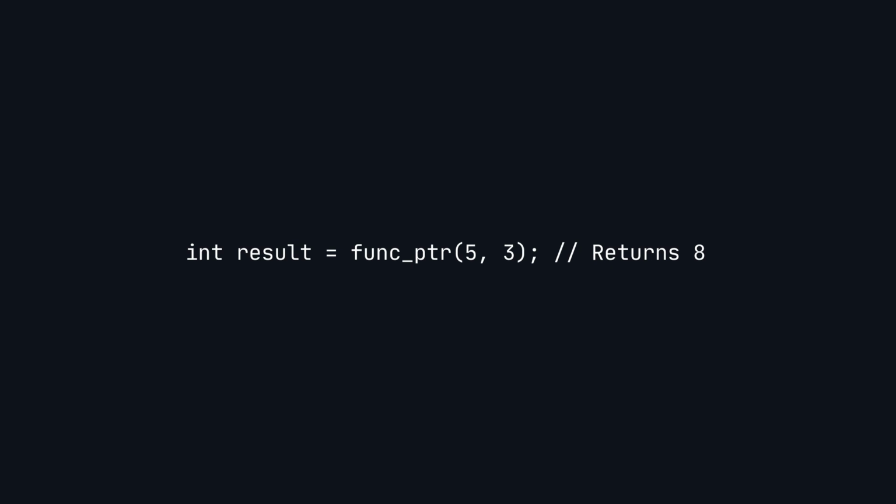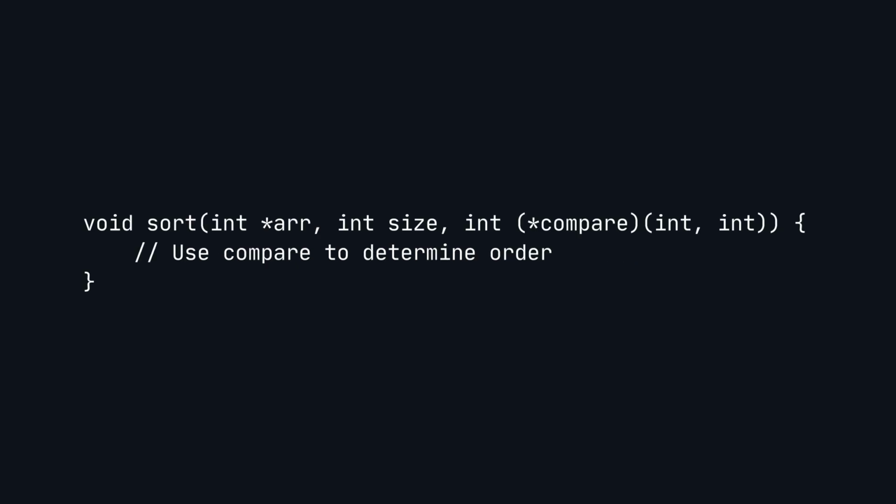Why is this useful? It allows you to write flexible code where behavior can be customized at runtime. For example, you could write a sorting function that takes a comparison function as a parameter. This lets you reuse the same sorting code with different comparison logic.